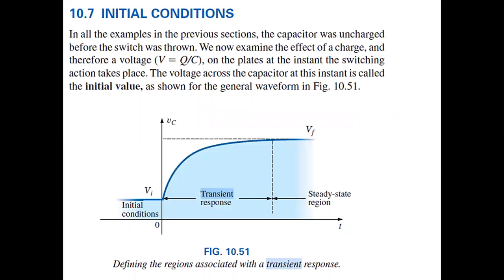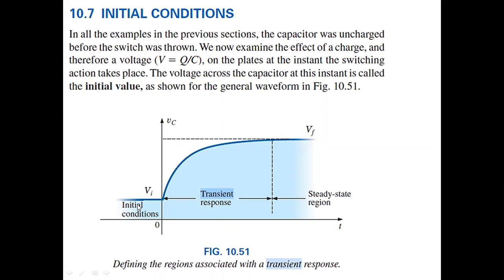In all the examples in the previous section, the capacitor was uncharged before the switch was thrown. But now we examine the effect of a charge and therefore a voltage on the plate at the instant the switching action takes place. The voltage across the capacitor at this instant is called the initial value, as shown for the general waveform.